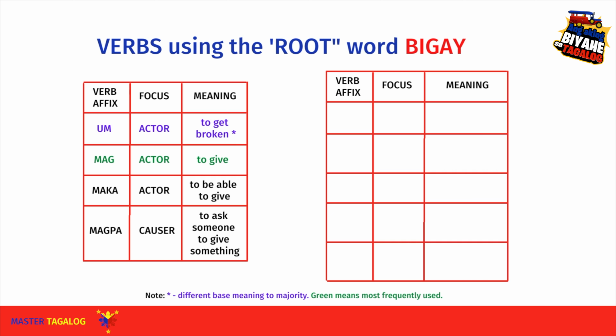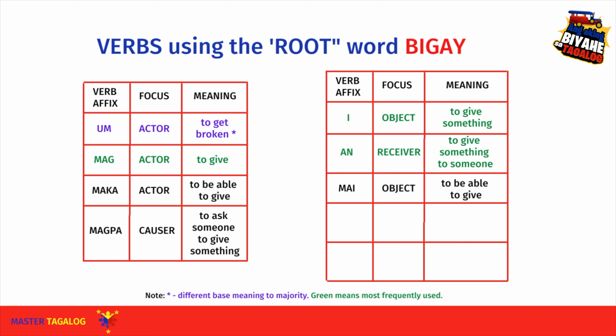The magpa affix, which has a causative focus and means to ask someone to give something. The I affix, which has an object focus and means to give something. The an affix, which has a receiver focus and means to give something to someone. The maI affix, which has an object focus and means to be able to give. The ipa affix, which also has an object focus and means to ask someone to give something. And finally, the pag-in affix, which also has an object focus and means to tell someone to give.